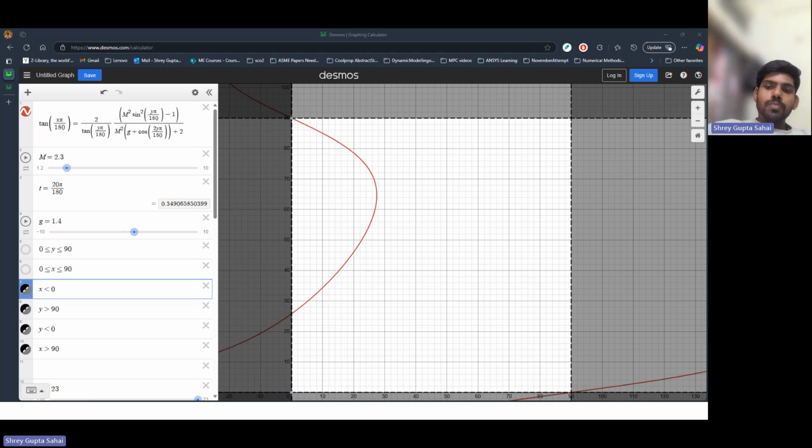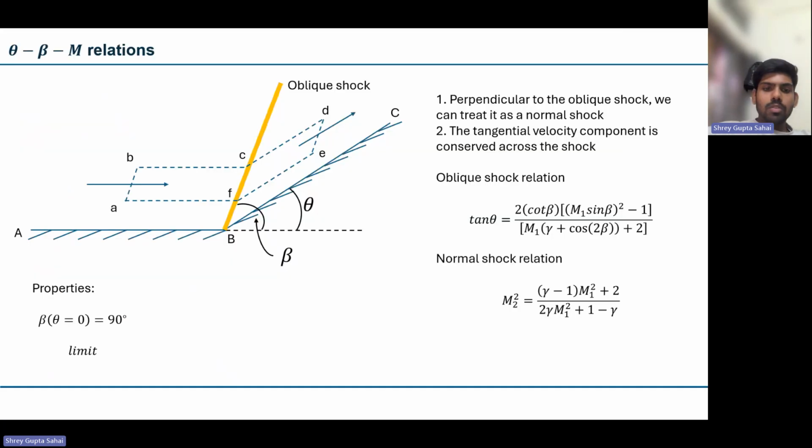Now, what is this value? First of all, let's find that value. So we know one solution is 90. What is the other solution? Let's see that from the formula itself. So first let's calculate the limit as theta goes to 0. What is my beta value? We have to find out. So let's try to substitute that in that expression.